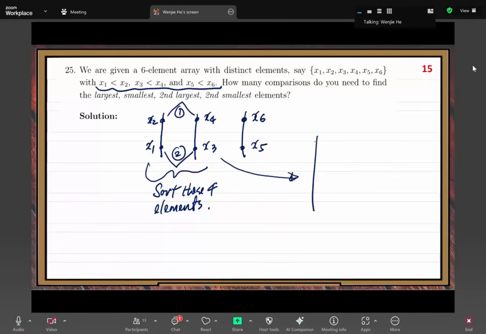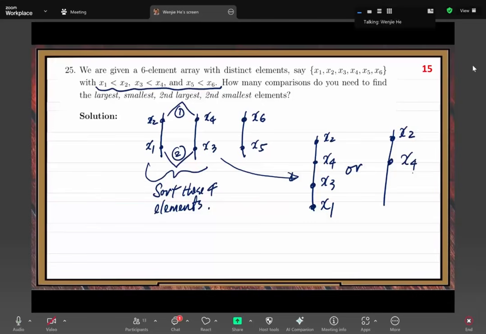We can assume x2 is higher and x4 is lower. Then for these 2, there are 2 cases: one case x3 here, one case x1 here. If x1 is less than x3, it's already sorted after these 2 comparisons. Or there's another case, not sorted, still x2, x4.